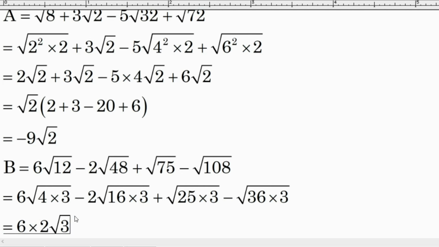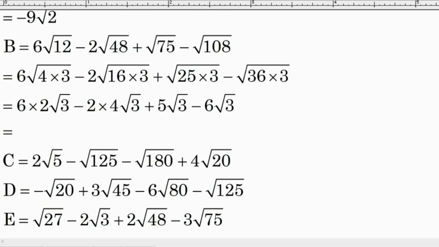And then minus. We have 2, and then 16 is a perfect square. When we simplify with the radical, it will give us 4. So that will be 2 times 4 square root of 3. And then plus. 25 is a perfect square, so it gives us 5 square root of 3. And then minus. 36 is also a perfect square, so it will give us 6 square root of 3.